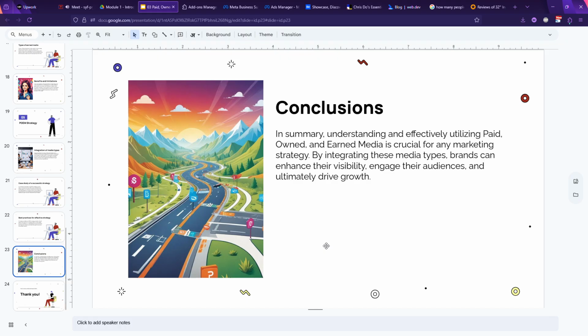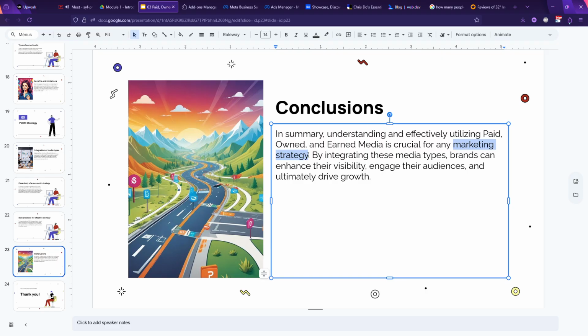So, in summary, understanding and effectively utilizing paid, owned, and earned media is crucial for any marketing strategy. And again, we are talking about how we will create marketing strategy for companies, for service providers, for product sellers, is we will mix it up. So the best way is to create the content, put it in your content channel, and once you have enough content, you can run a campaign, a paid media, and then pull people to your content, and then encourage them to share and to comment on the content there. By integrating these media types, brands can enhance their visibility, engage their audiences, and ultimately drive growth.